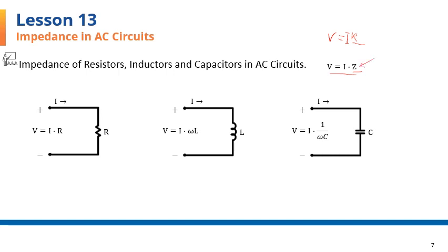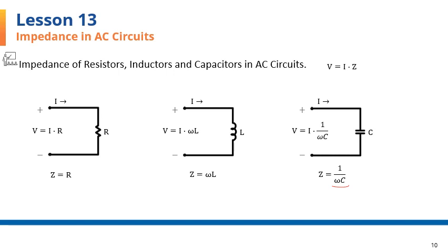Comparing this equation to each of the three equations on this page, it's clear that Z is equal to R in the resistive circuit shown here. And again, comparing this equation with this one here, it is seen that Z equals omega L for the inductors, written out here. And for the capacitive circuit, Z is going to be equal to 1 over omega C.